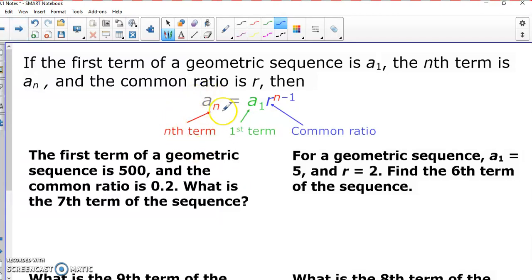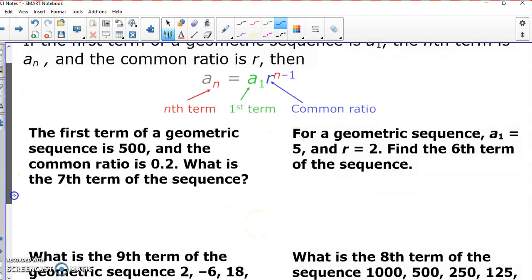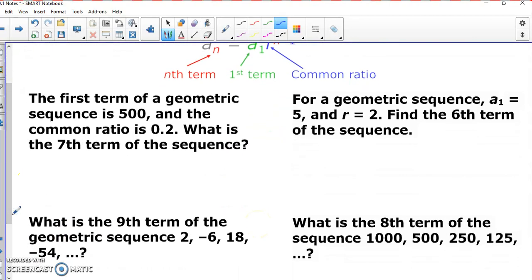Okay, so to find some nth term, we are going to take the first term times our common ratio to the power of n minus 1. So like if we're finding the 10th term, we would take 10 minus 1, take it to the power of 9 then. Okay, so let's try a couple of these. This first one says the first term is 500, so that means our a sub 1 value is 500.